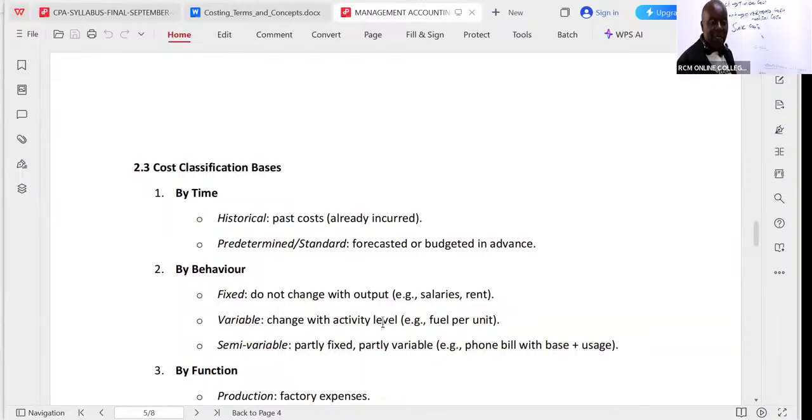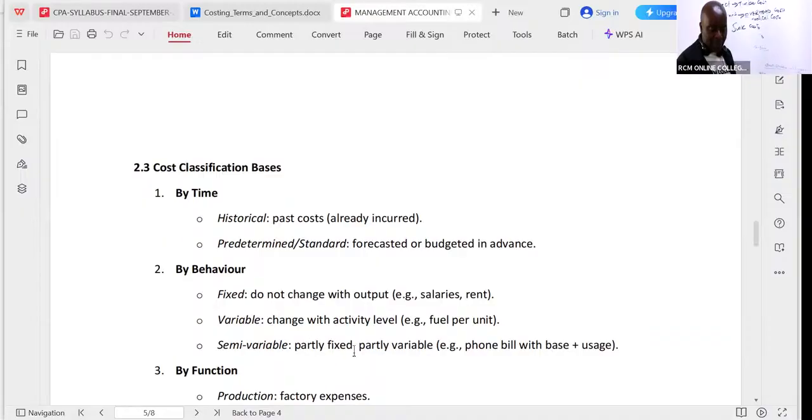Then we have variable costs. They change with the activity level, e.g. fuel per unit. Ladies and gentlemen, the more kilometers you do, the more the fuel. Like material cost will be variable. Labor cost, the more you produce, the more laborers you need. Then we have semi-variable.